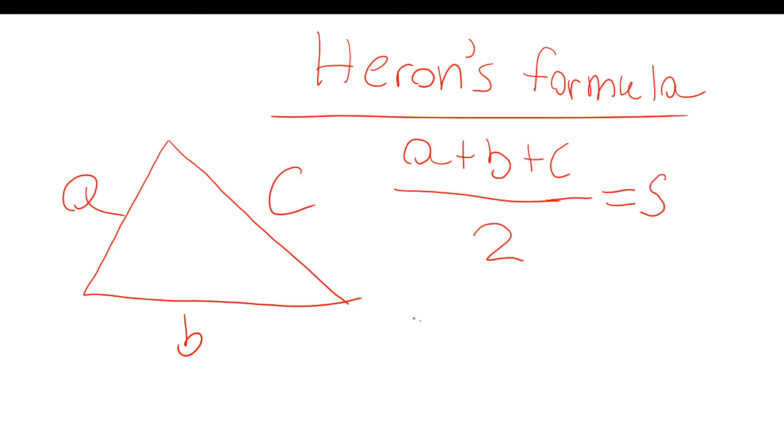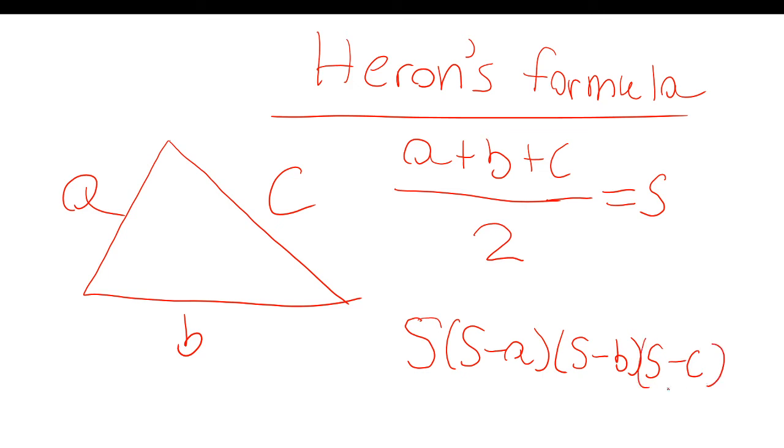Now we're going to take this S, and we're going to take the difference of the semi-perimeter from each of these sides and just multiply them. So we take the difference between S and A, then multiply it by the difference of S and B, and then the difference between S and C. So simple. And then we just take the square root of this and we're done. This is Heron's Formula. You don't need to memorize this.